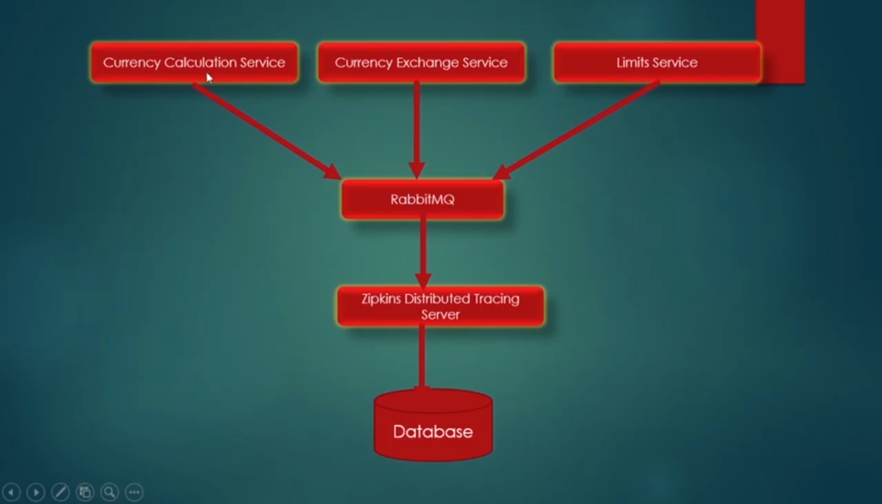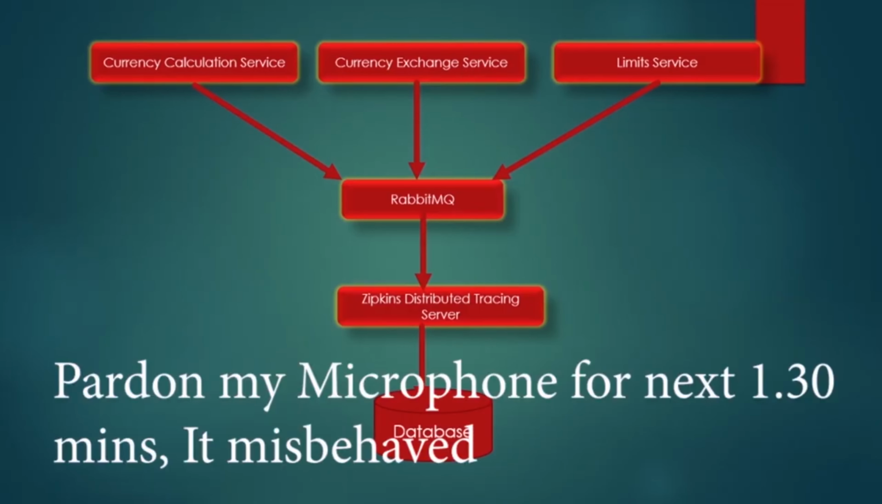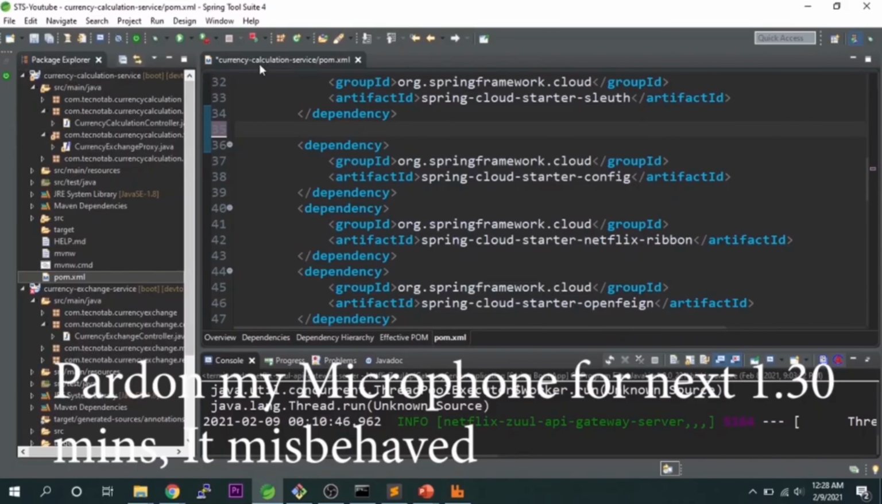The microservices to connect with RabbitMQ are the currency calculation service, the currency exchange service, and the Zuul API gateway server. In order to connect them with RabbitMQ, we need to have some dependencies in pom.xml. Let's add those dependencies one by one. So we have opened the pom.xml for the currency service.